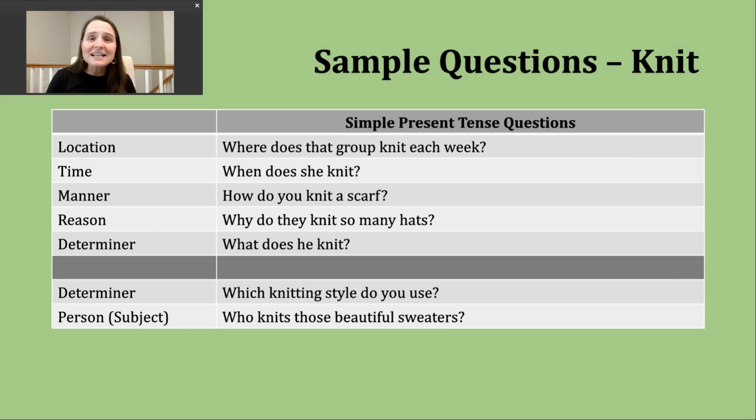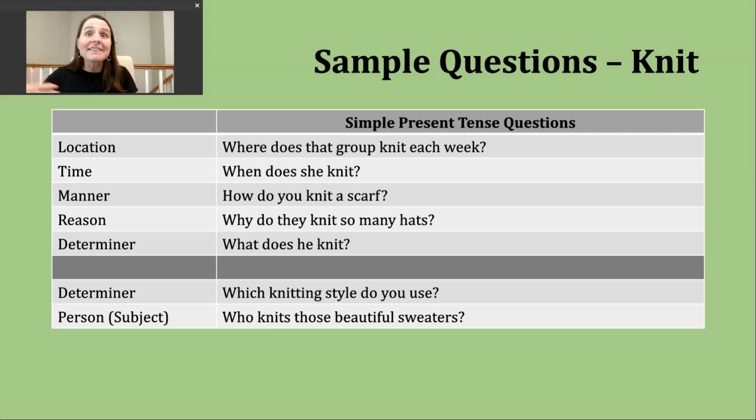And then the last type of question we can ask is about the person responsible for a particular action. So we use the question word who, and that question word also serves as the subject. So you're going to see in my example here, I use who, and then because it's a simple present question, I add an S to the end of my verb. Who knits those beautiful sweaters? So I'm asking who is responsible for creating these items.